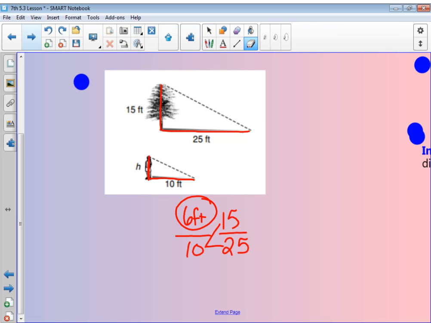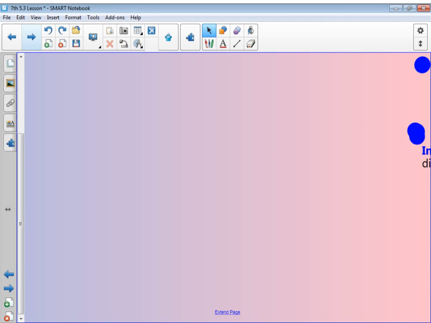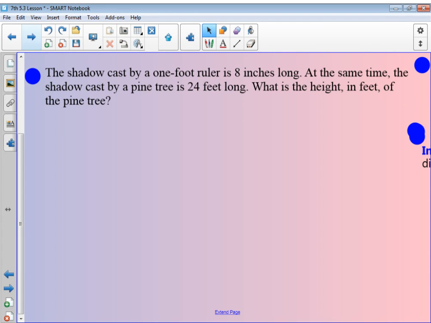Okay, so I'm going to give you guys one I want you to try. Once again, it's similar figures. It's just another method, indirect. Okay, so this one we'll do together because I forgot this was one that involved inches. So it says the shadow cast by a 1 foot ruler is 8 inches long.